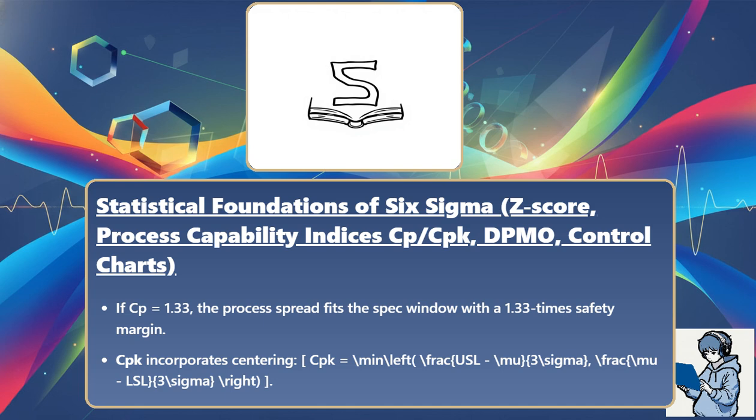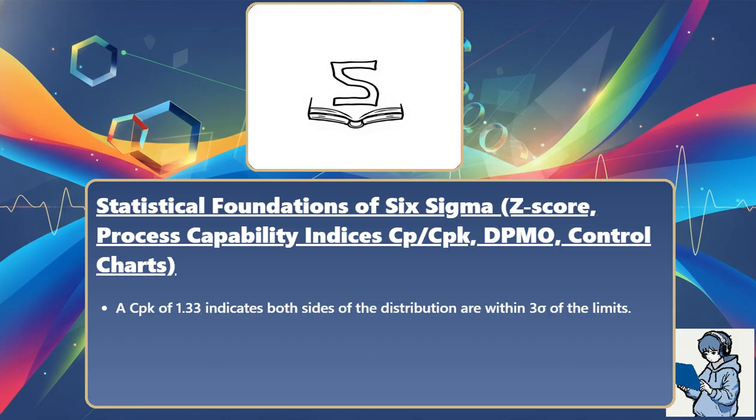Cpk incorporates centering. Cpk equals the minimum of (USL minus mu) divided by 3 sigma and (mu minus LSL) divided by 3 sigma. A Cpk of 1.33 indicates both sides of the distribution are within 3 sigma of the limits.